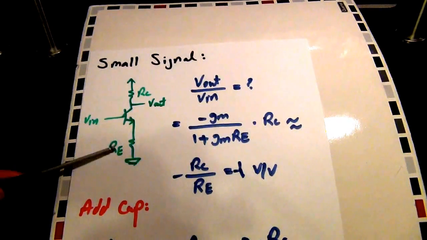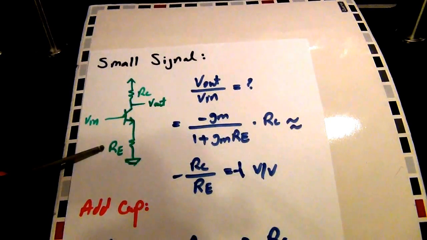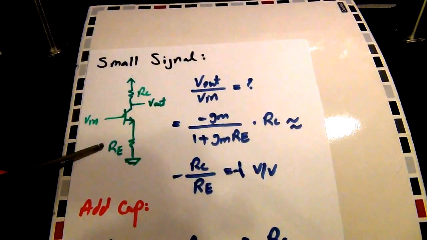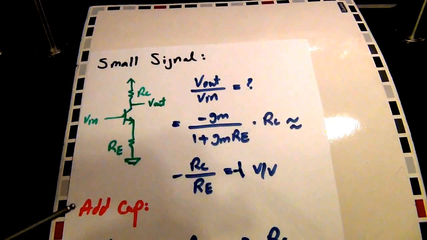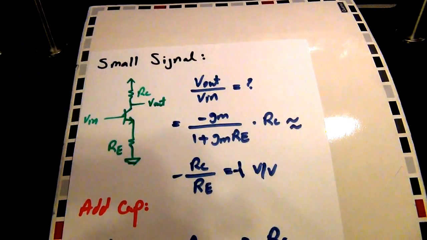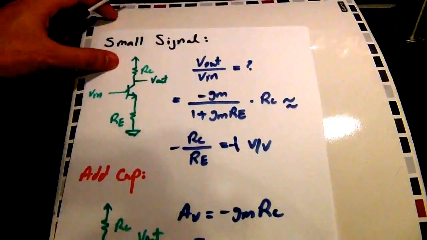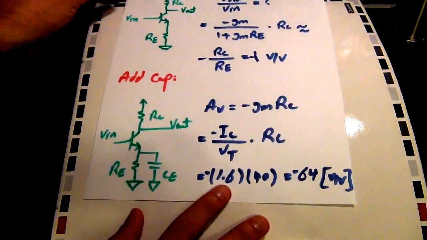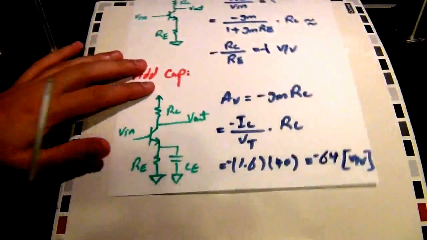But we need RE because we want to make sure the biasing is insensitive to beta. But we also don't want RE because with the RE, our gain is only minus 1. So we need a way of having RE at DC but not having it at AC. Well, of course, we can just add a capacitor and solve that problem altogether. So let's take a look here.